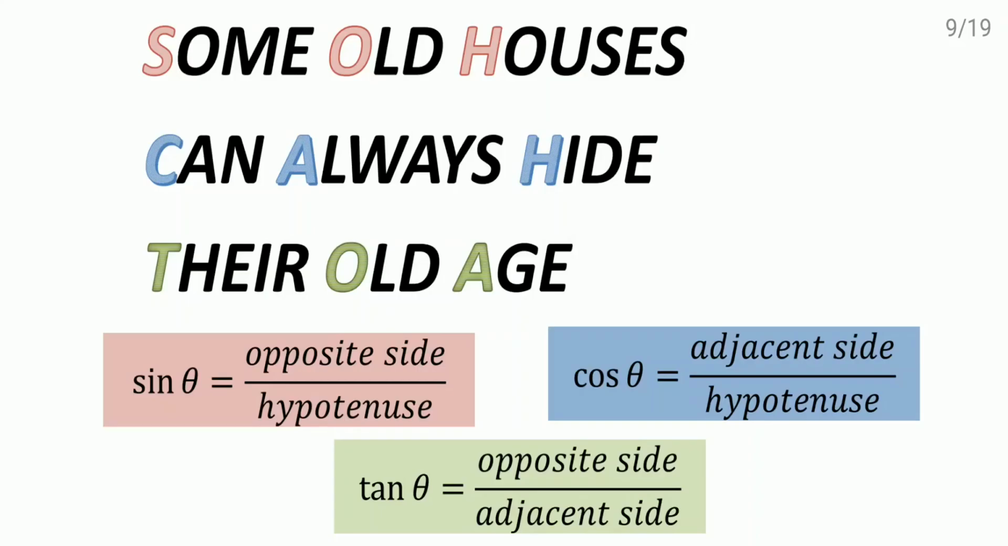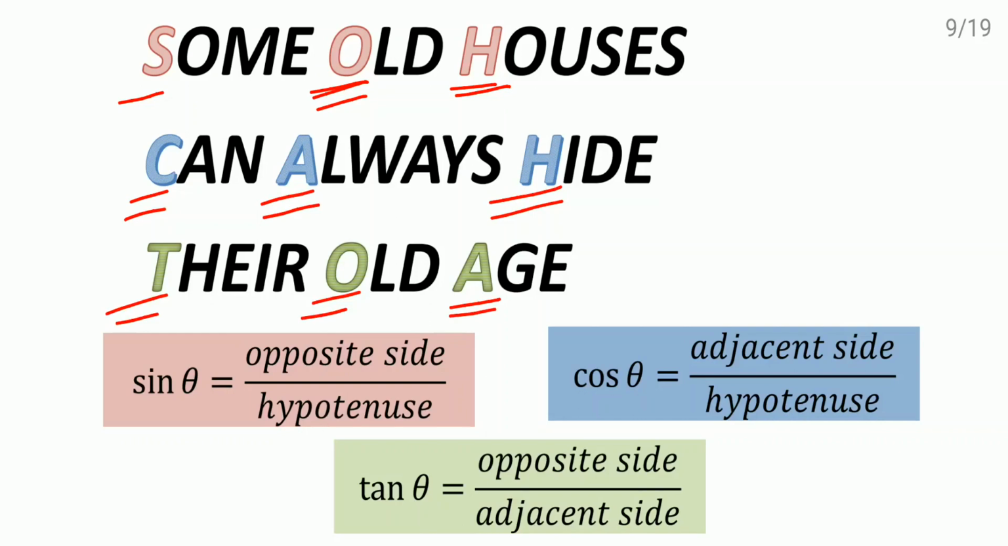Come to the second trick to remember trigonometric ratios. Here you have to remember this statement. What is that? Some old houses can always hide their old age. See, very simple. Look at the first letter of each word. Sine is equal to opposite side by hypotenuse. Cos is equal to adjacent side by hypotenuse. And tan is equal to opposite side by adjacent side.